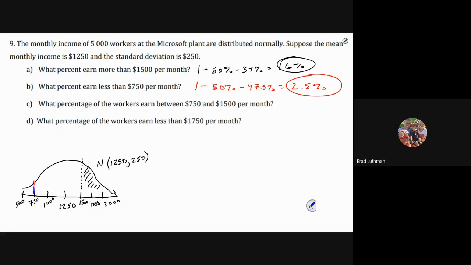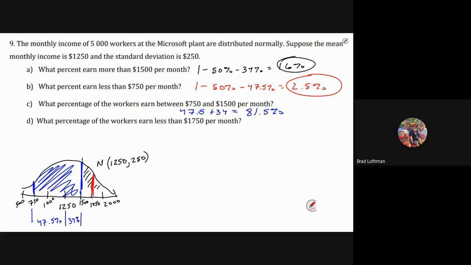What percentage of workers earn between 750 and 1500? Boy, that's an interesting one right there. So between two standard deviations and the mean is 47.5%. Taking 95 divided by 2, and then between the mean and one standard deviation is another 34%, taking 68 divided by 2. So 47.5 plus 34 equals 81.5%.